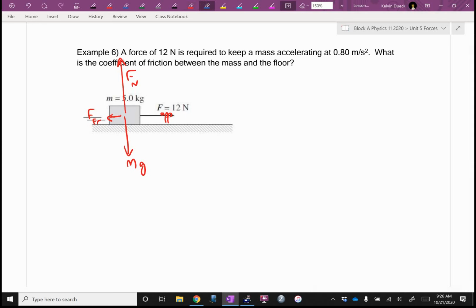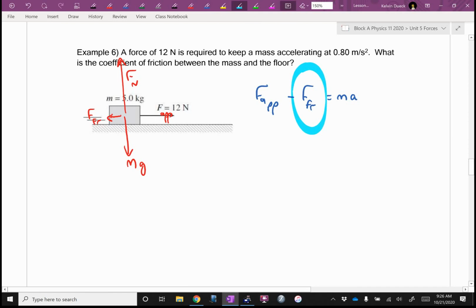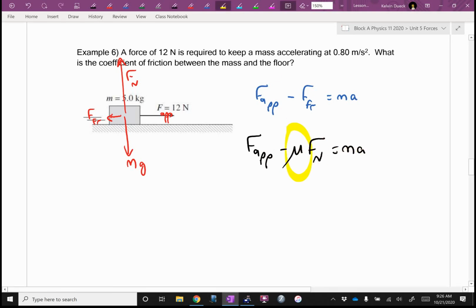Who's winning? More specific, in this question, who's winning? F applied. Who's losing? Friction. That equals MA. Not dividing by M because we're not being asked to find A. In fact, where is the coefficient of friction hidden? Inside there. So my next step is I would replace friction with friction from your green sheet, which is what times what? That's what I'm going to get by itself.